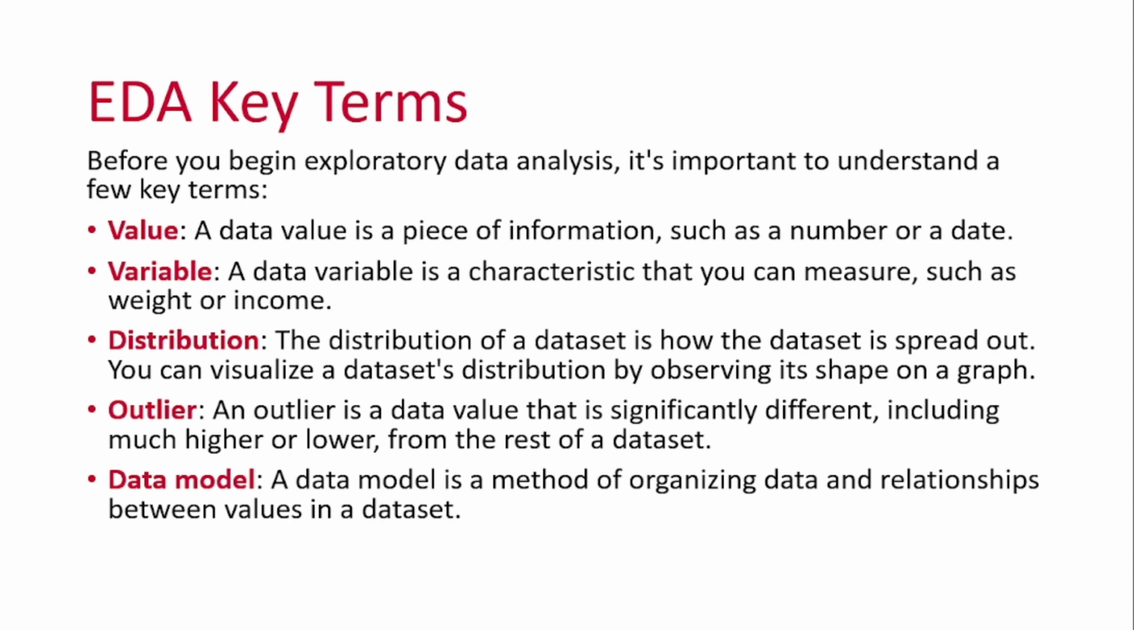We can also consider categorical values. For example, if you are referring to color, that is red, blue, green, and so on. Alright, next we have the variable. When we talk about a data variable, it is a characteristic that can take different values, a characteristic that you can measure, such as weight or income.